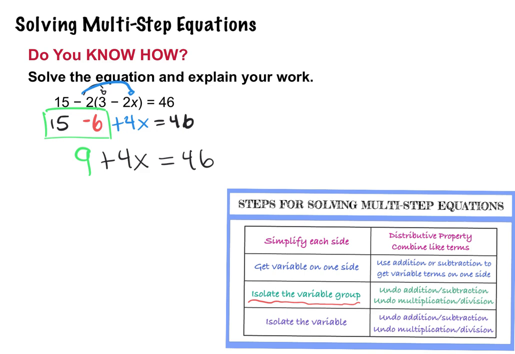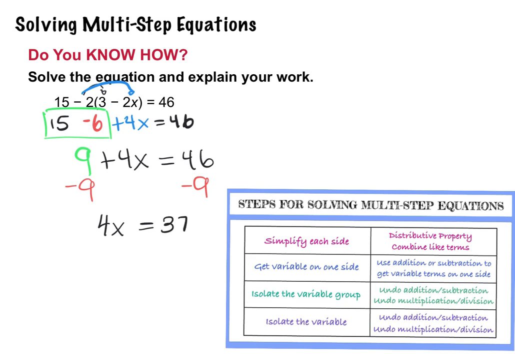So because the 4x are together, I want to deal with the 9 first. Because 9 is positive, the inverse would be to subtract. We were adding 9, but now we want to subtract 9. So now I am left with 4x equals, and then 46 minus 9, which is equal to 37.